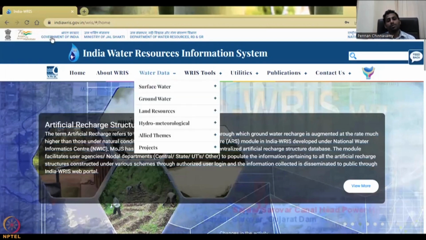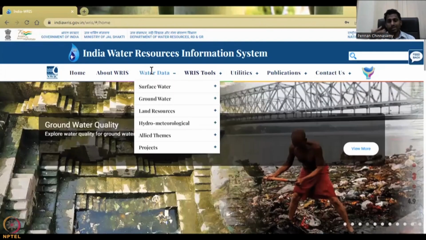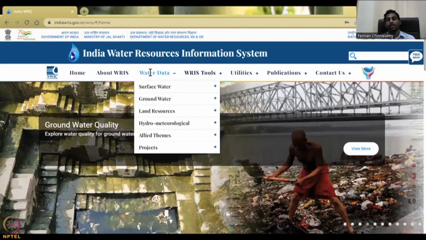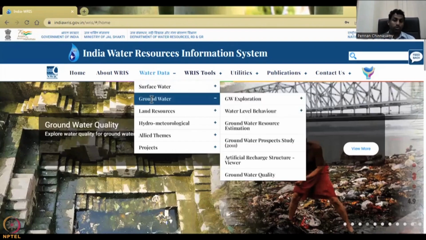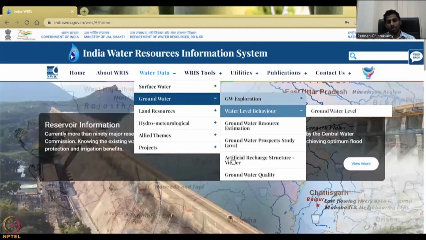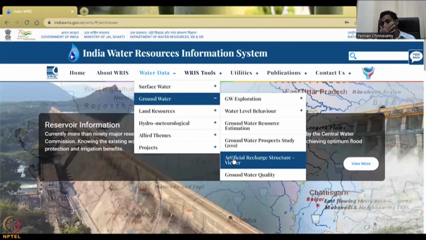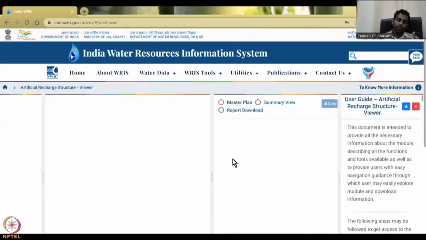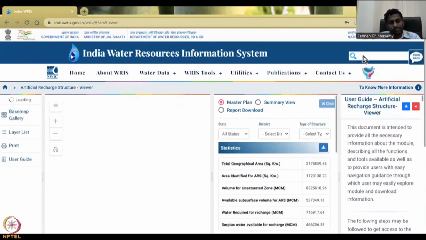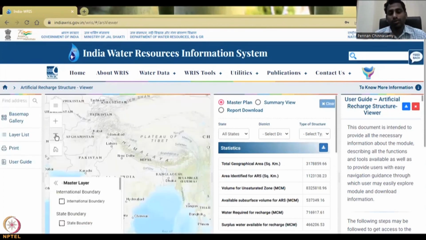We have a WRIS home. Go to water data. I'm not clicking anything. You just hover, move the mouse on top of water data. Don't click. Then come down. Don't click. Go to your right. Come down to artificial recharge structures and then click. Once you click it, the map populates depending on your internet speed. Okay, so it is loaded for me.